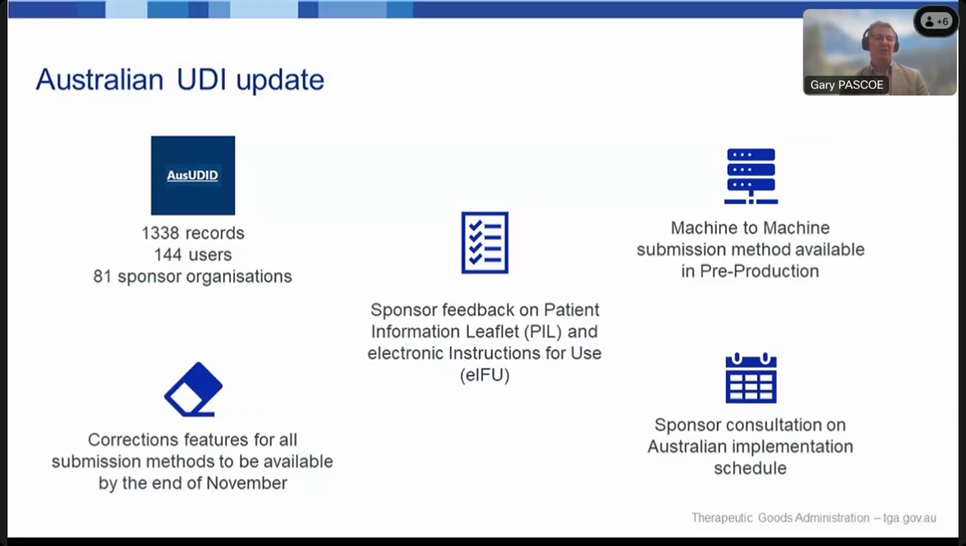We currently have 1,338 records, and we have 81 sponsor organisations participating, with a range of different information and device types, and that's going really well. I'd like to thank those sponsors who have been working with us closely and putting that data in there. It's great to see the cross section of devices you're now starting to bring in, and thank you for your feedback. That testing environment also allows sponsors to give us feedback. We can look at the real life data and work out how we fine tune it, so we're ready to go when we need to.